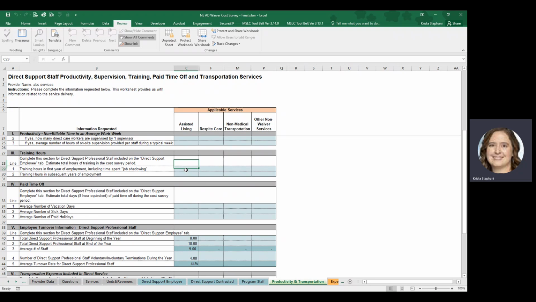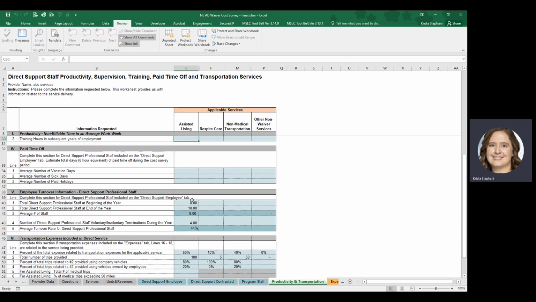So we're asking for the first year of employment, how many hours of training an employee is required to attend, including any time they spend job shadowing. And then say they're employed for more than 1 year. In subsequent years, what are the training requirements? Do they only need to attend 8 hours of training a year in order to keep providing direct services? That's why we're asking for that information here, because it's not necessarily billable, but should be included when we evaluate rates to pay for these services.